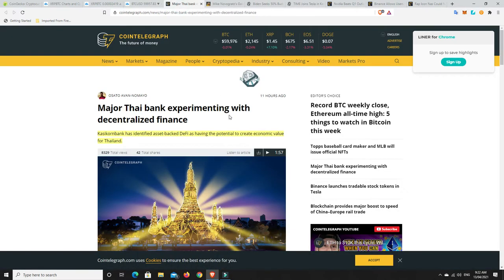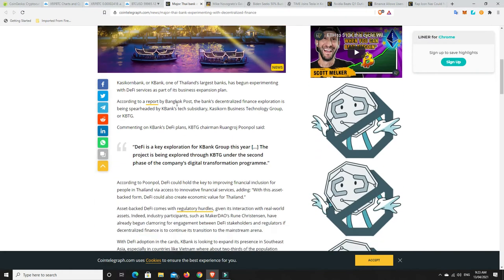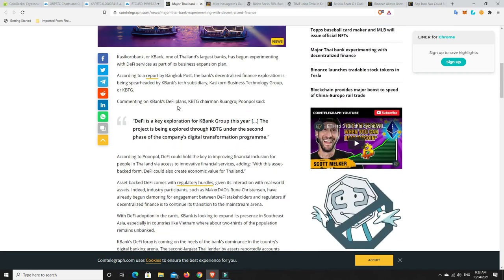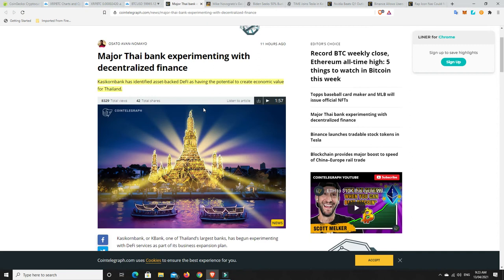Let's move on to this. So we spoke about this, oh, this was months ago now, that banks over in Thailand were looking at getting involved in DeFi. Well, it seems it's intensifying. So I'm going to butcher this name, but hopefully I say it right. Keshkorn Bank. Yeah, hopefully I said that right. So Keshkorn Bank has identified asset-backed DeFi as having the potential to create economic value for Thailand. So basically what this goes on to say is they're looking at parts of DeFi to start invigorating their country's finances and things like that.